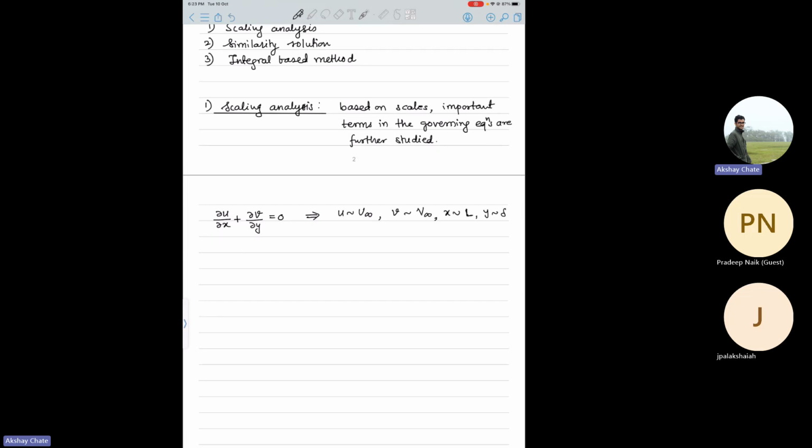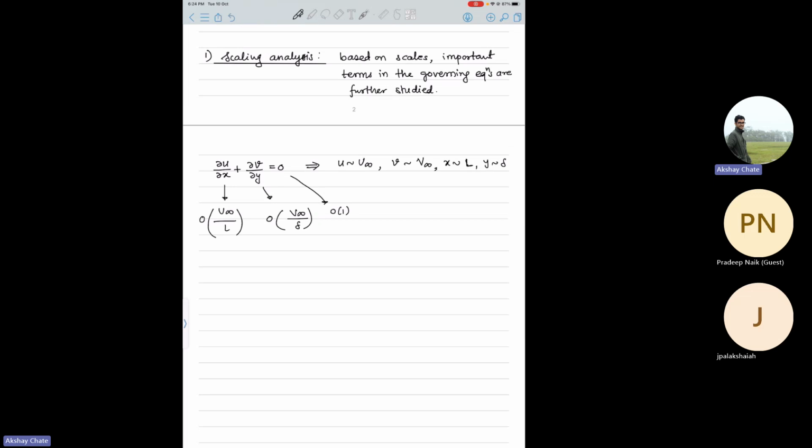Here, u is of the order u infinity. They use this symbol, which is called order. It's not zero, it's not capital O, it's just a symbol which represents order. And x scales as L, this term scales as v infinity by delta, and the last term is of the order of 1. Zero is not zero. In this analysis, zero is considered as order of 1. If instead of 0 there is 100, then we consider it as order 2, like that.